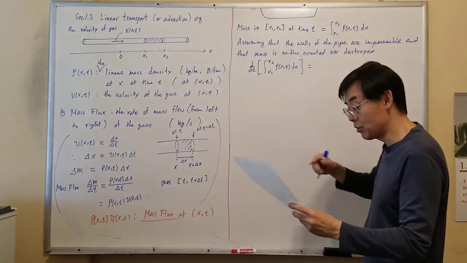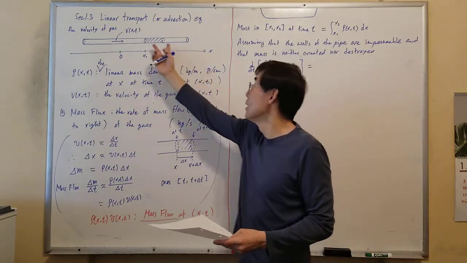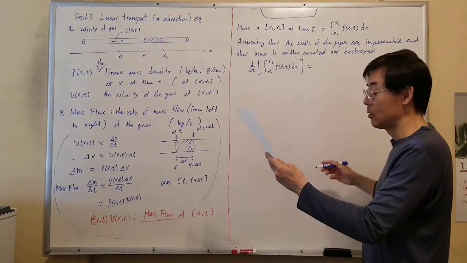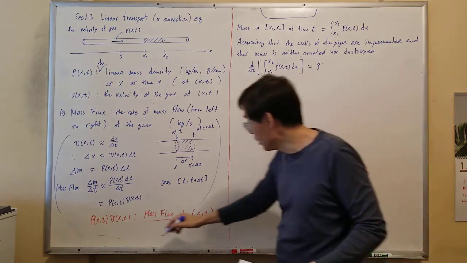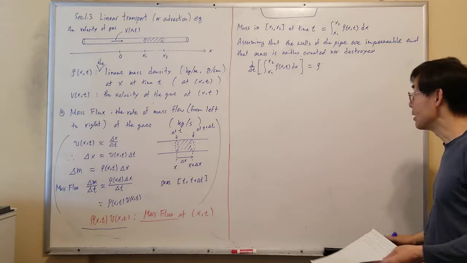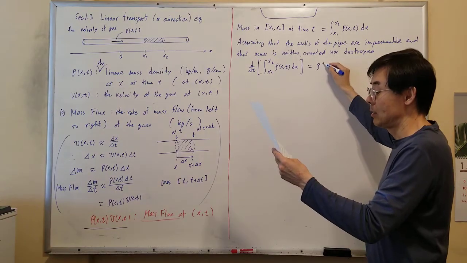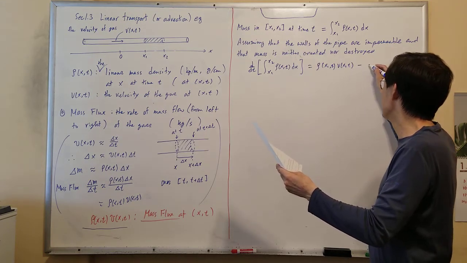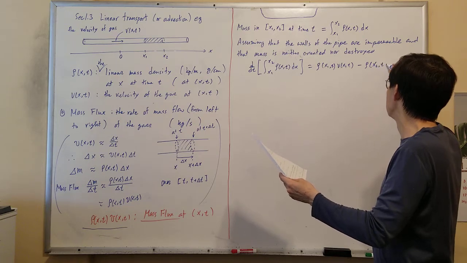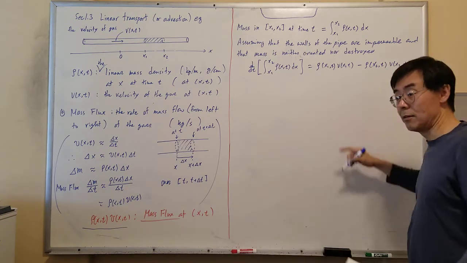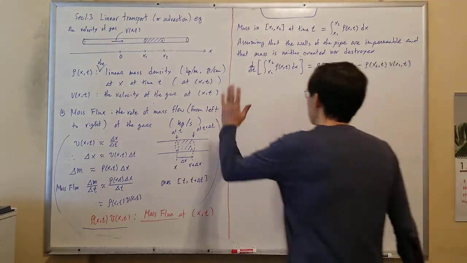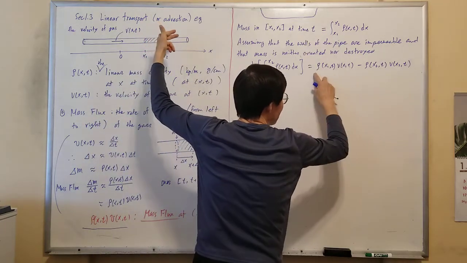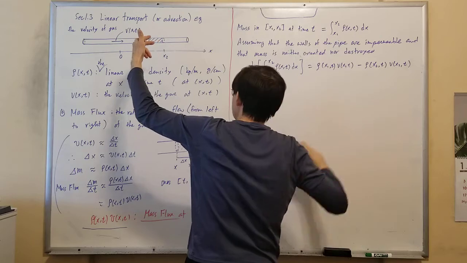So you can write this because there's no creation. The only way mass in this section changes is how much goes in, inflow, and how much goes out, outflow. So we learned that mass flux is linear mass density times velocity. So mass flux at x1, t: rho x1,t v of x1,t minus rho x2,t v of x2,t. Now this one already includes sign. Imagine that both are going from left to right. Indeed, this is positive, positive. So this much is coming in, that much is going out, minus.